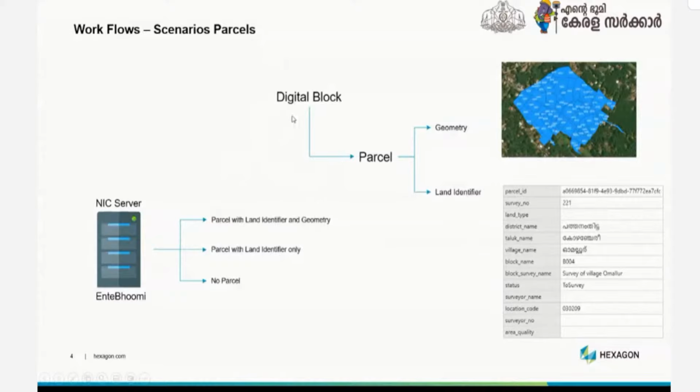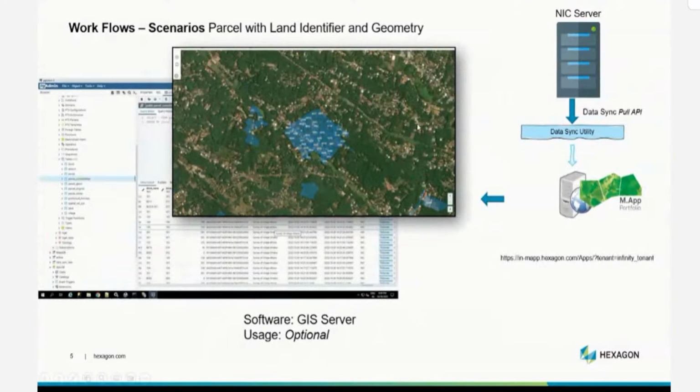Now, this particular digital block, which is generated from Entebumi, will push the data into our server, the central repository, where it can push three kinds of scenario. First scenario is a parcel with land identifier and geometry. That is the best scenario. Second scenario is a parcel with land identifier only, but no geometry at all. Third is there is no parcel, which means there is no land identifier and no geometry at all. These are the three scenarios that it will handle.